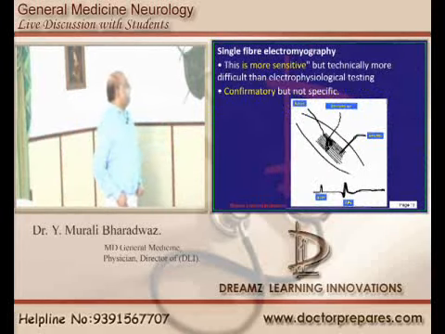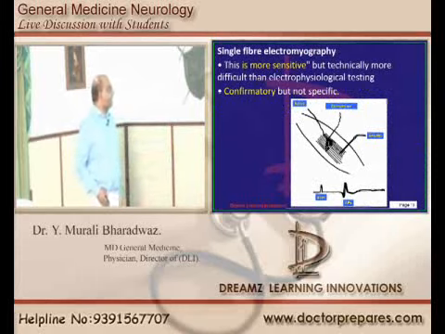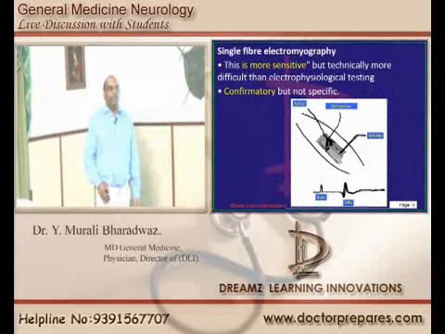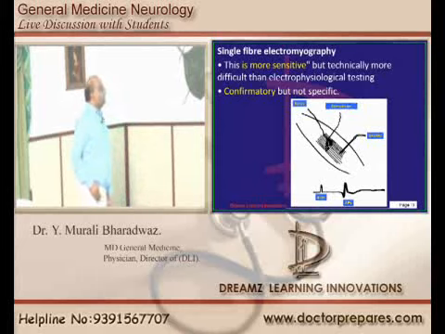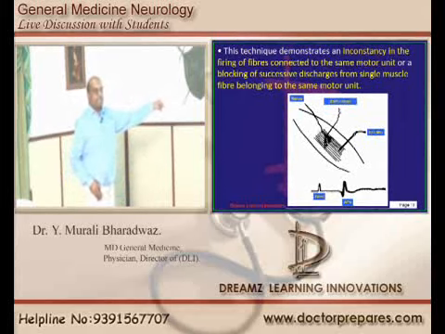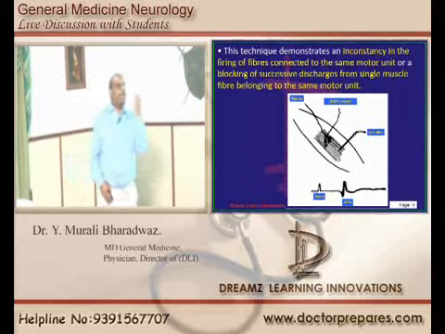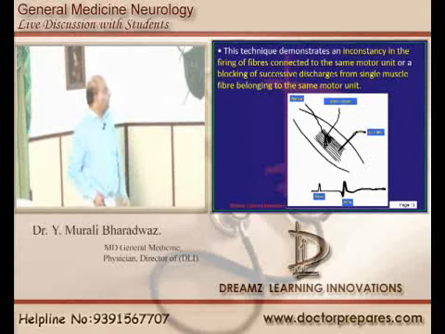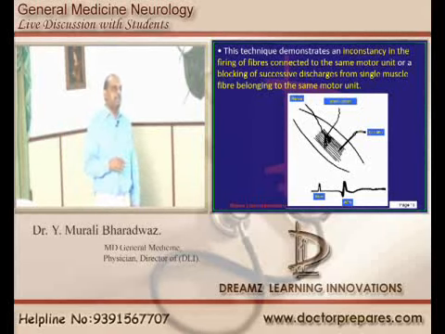Then single fiber electromyography. This is very sensitive but very technically difficult. And if it is abnormal, it is confirmatory. And what do you discover in this? Very simple. A nerve connects with a muscle, and we take one fiber of the muscle and check its action potential. Then with the successive discharge at the neuromuscular junction, if you are stimulating the nerve continuously, what is the problem in the case of myasthenia gravis?